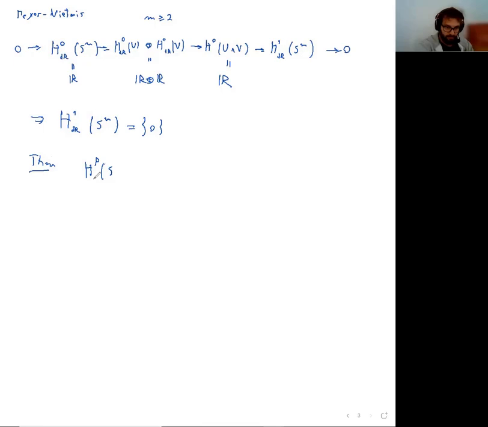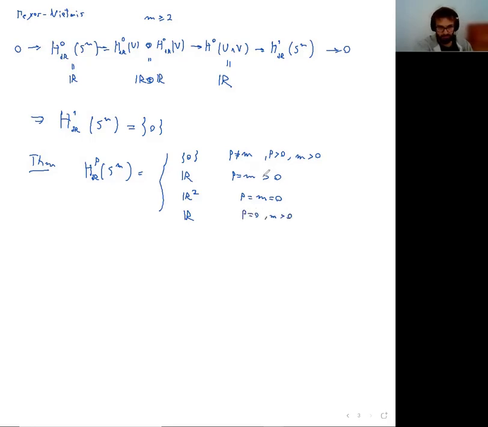The de Rham cohomology of degree p of the sphere Sm is 0 if p is different than m and they're both strictly positive. It's R if they're the same and positive. It's R2 when they're both 0. And it's R when p is equal to 0 and m is non-zero.